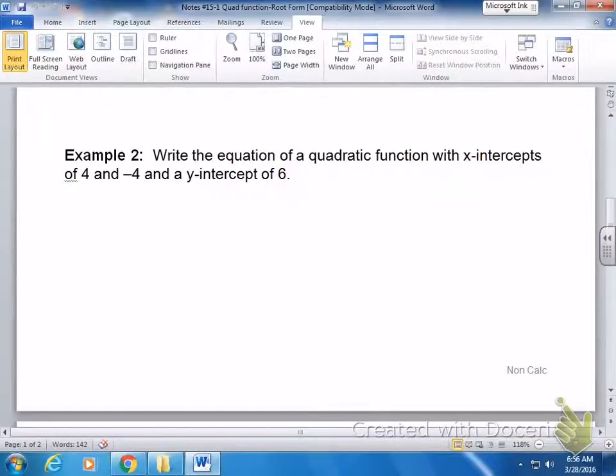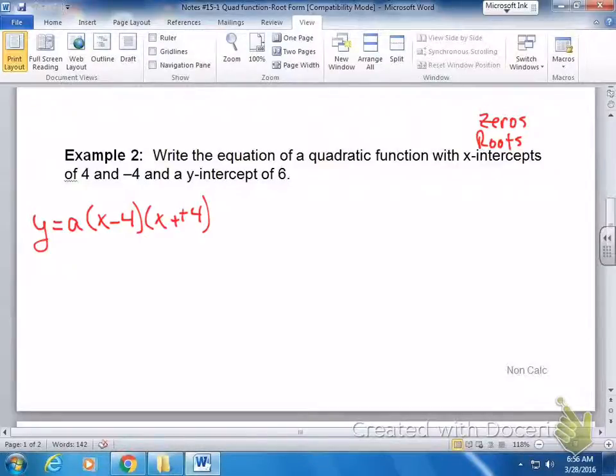It says, write the equation of a quadratic function with x-intercepts at 4 and negative 4. Now, I didn't say roots this time. It said x-intercepts, but you have to remember those are the same thing. I'm going to write roots up here, or you could even write zeros. You have to remember those are the same thing. So I have 4, negative 4, and a y-intercept of 6. So I'm going to go ahead and fill out my equation. I have y equals a times, I'm going to have x minus 4 times x minus negative 4.